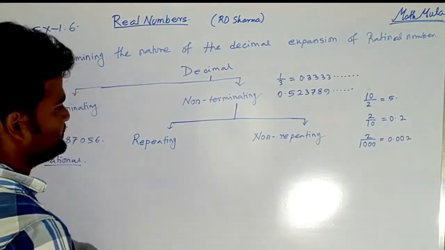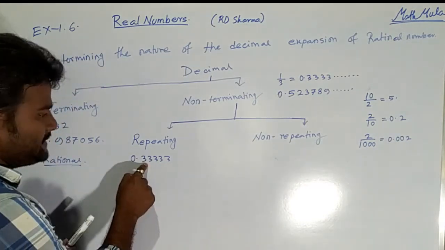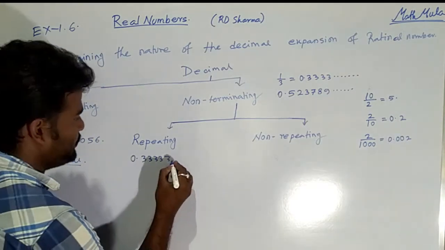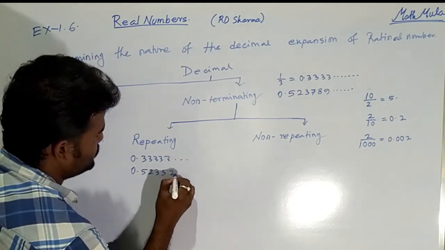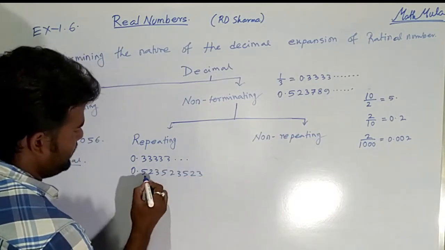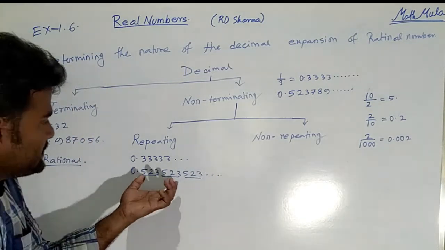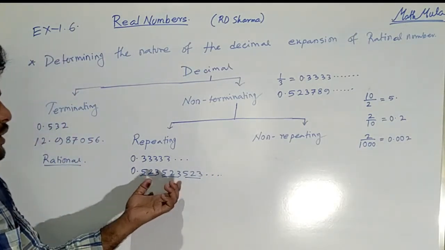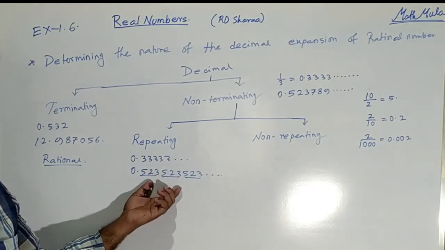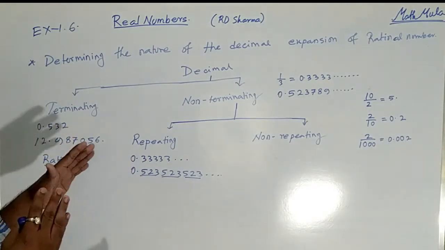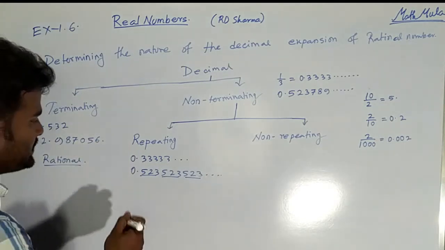Now what is repeating? 0.33333. That means one digit repeats and repeats again up to infinity. And another number, 0.523523523. Again this block repeats up to infinity. This non-terminating decimal expansion is called repeating non-terminating decimal expansion. Now if a decimal expansion is non-terminating and repeating, then it must be a rational number.